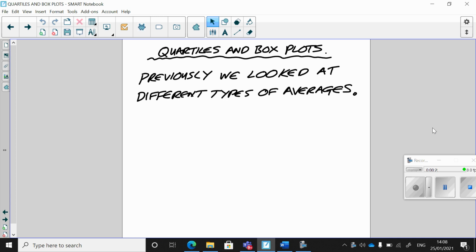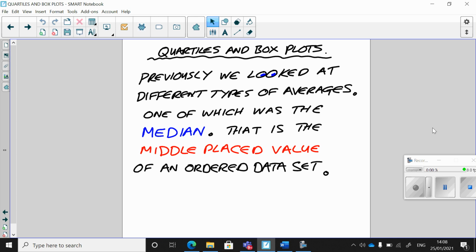Like it's saying there, we did look at different types of averages. There's many, but we only looked at three, and one of them was referred to as the median. That seemed to be the kind of middle place value. They're saying an ordered data set. Ordered data set, we're going to be dealing with numbers here. So that's just a list of numbers.